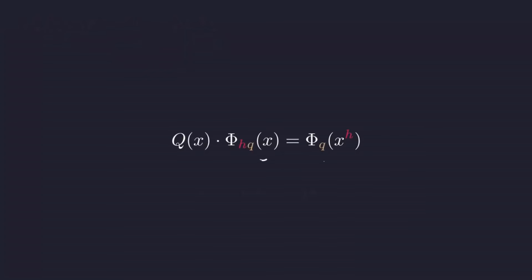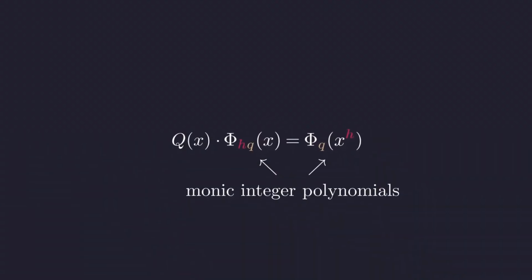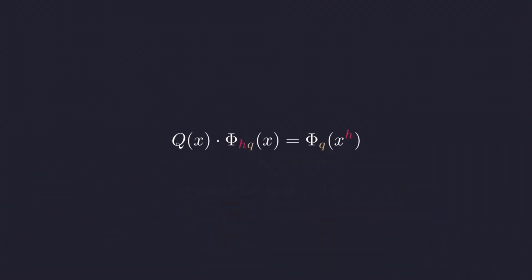By our earlier definitions, every cyclotomic polynomial is an integer polynomial. Since we are multiplying q of x by an integer polynomial and getting back an integer polynomial, q of x must also be an integer polynomial. If we substitute b for x in our equation, since all of these are integer polynomials, q of b, phi sub hq of b, and phi sub q of b to the h are all integers.